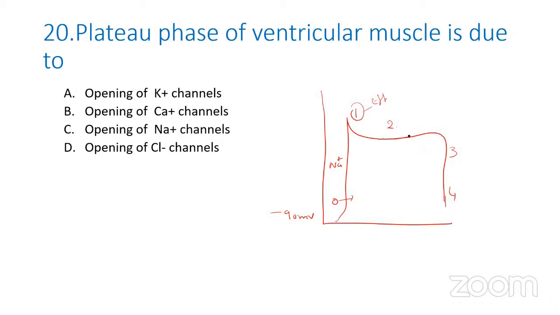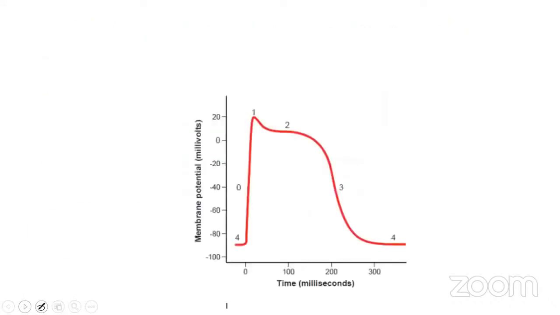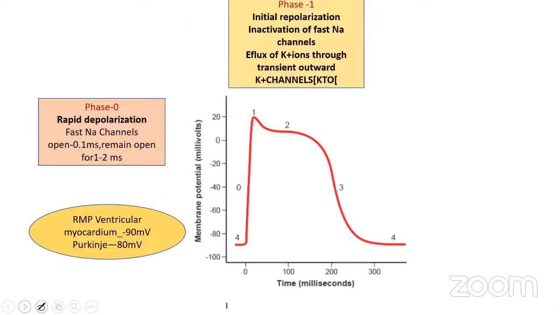Here is phase 2. Phase 2 is due to calcium influx, opening of calcium channels. Calcium ions are moving into the cell, and potassium is moving out, so the two cancel out. So it shows a plateau phase. The plateau phase is responsible for the absolute refractory period of the cardiac muscle. And this is the fast response potential.